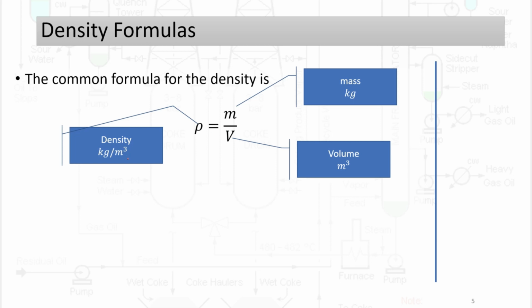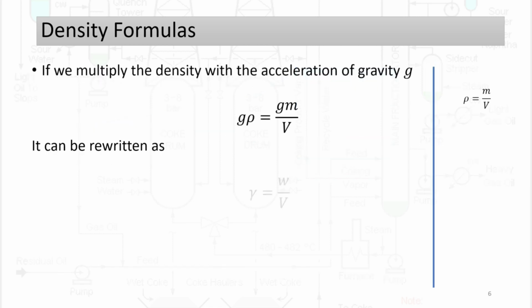And the unit here in SI system, you call it kg over meter cube. Mass in kg and the volume in meter cube. This is the formula for density. And if we multiply the density rho by g, which is the acceleration of gravity, it can be rewritten again to give us this gamma.